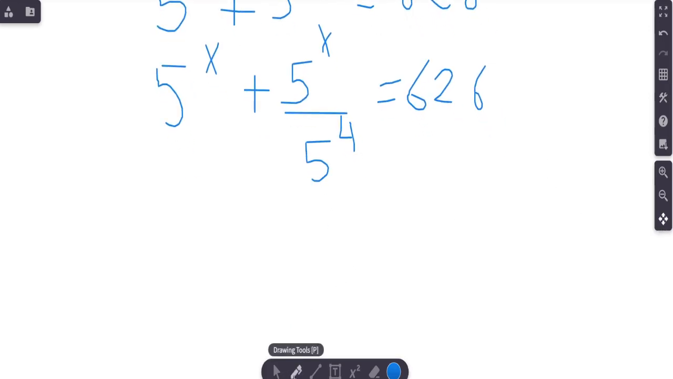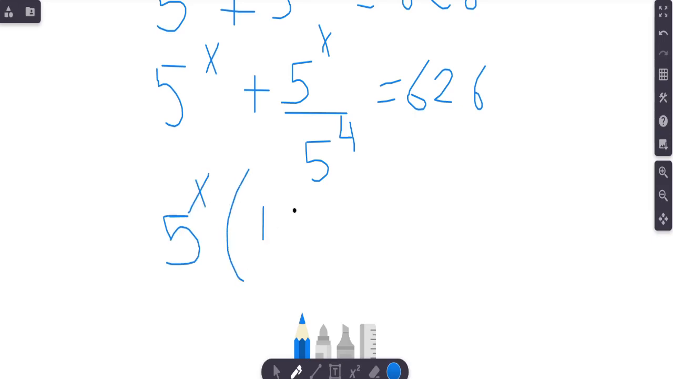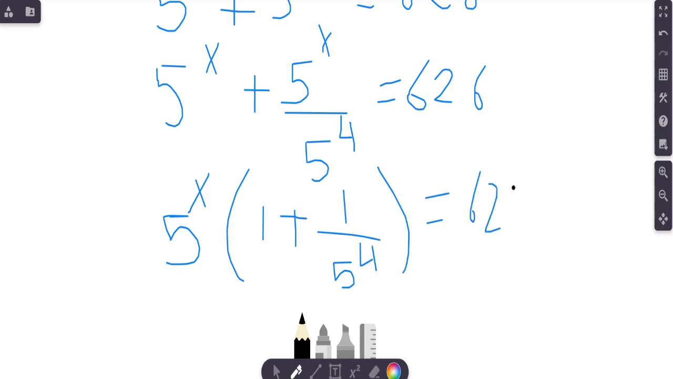Now let's factorize by 5 to the x. So we have 5 to the x multiplied by 1 plus 1 divided by 5 to the 4 equals 626.